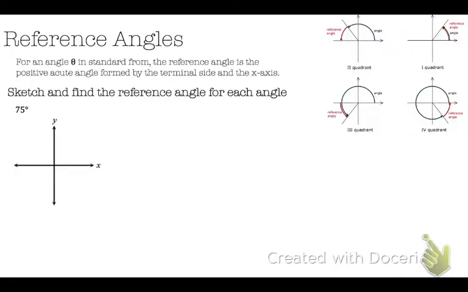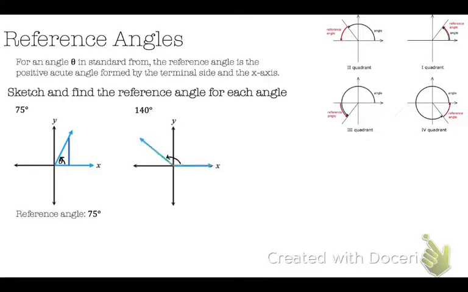So we want to sketch and find the reference angle for each of these. So 75, that's right there. Now I can drop this down and create a triangle. I think that's the easiest way to do these, to create a triangle, which means theta is right there. That is my reference angle, which in this case is just 75 degrees.